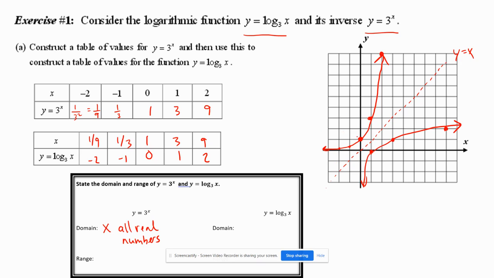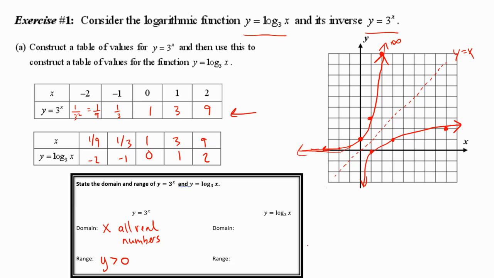But the range is limited. The y values go to positive infinity, but they don't cross the x-axis. So they can't be less than 0. Y has to be greater than 0. It can't even be equal to 0. These values can't be equal to 0.